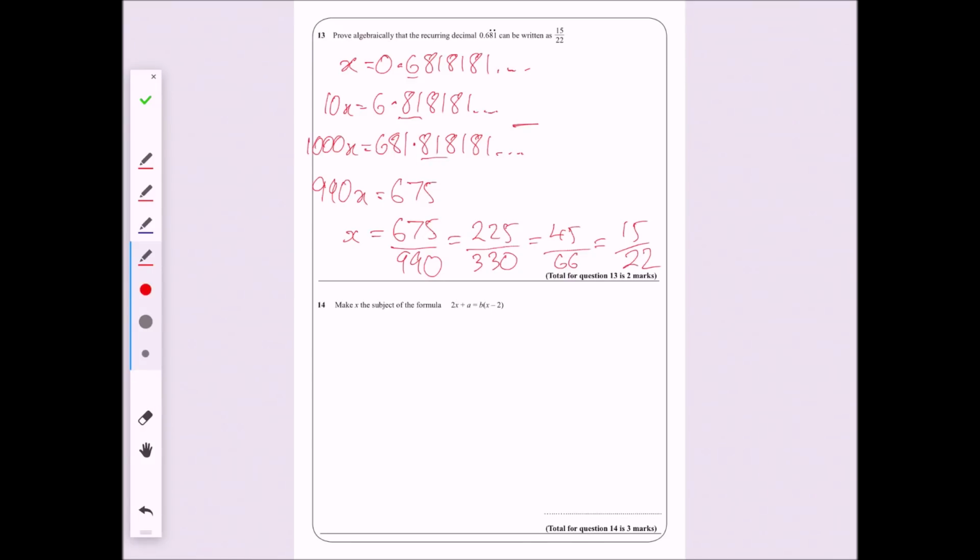Question 14. Make x the subject of the formula 2x plus a equals b brackets x minus 2. Well, as soon as you've got any brackets, the first thing you should do is expand those out. So 2x plus a is equal to bx minus 2b. I then want to get all the x on the same side, so I'm going to leave the 2x over here. I'm going to take off the bx from that side. I'm going to take the a over the side, it will become a minus a, and I'll be left with that. I can then factorise the x out the left-hand side to give me that. And then to get x on its own, I just divide by the brackets. So minus a minus 2b all over 2 minus b.